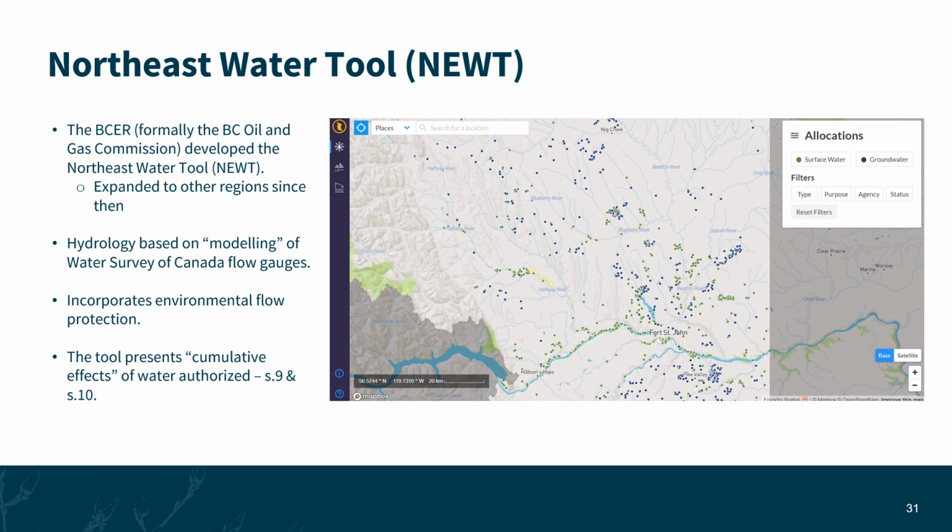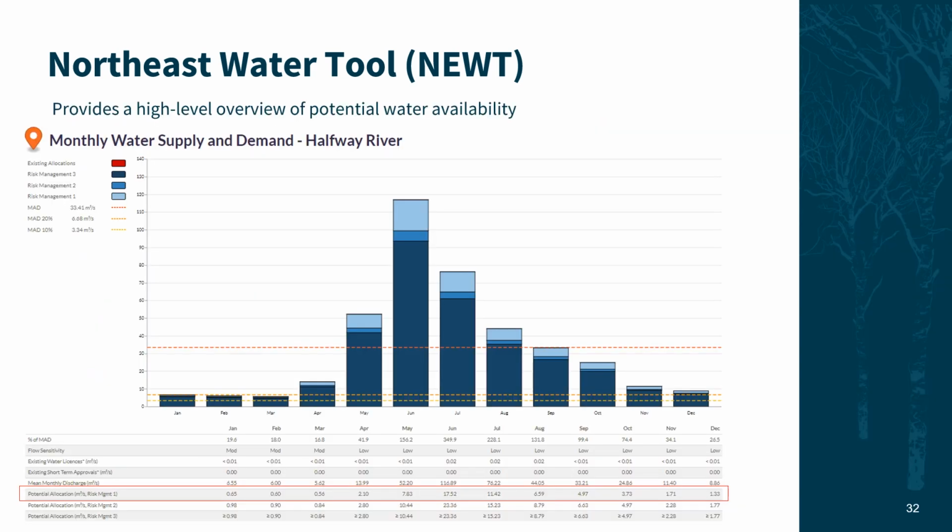And it does the cumulative effects, so it presents all the current water authorizations under both Section 9 and Section 10 for that system that you're of interest. So if I click on the map here, I will generate a watershed, and it will then produce a report of an area that I can expect what those typical flows are between the months of January to December. So I generated a watershed for a similar location to the Water Survey of Canada gauge at that Halfway above Graham station. And what I've highlighted here in the red box is the potential allocations in risk management level 1, which we try to stay within at the Energy Regulator.